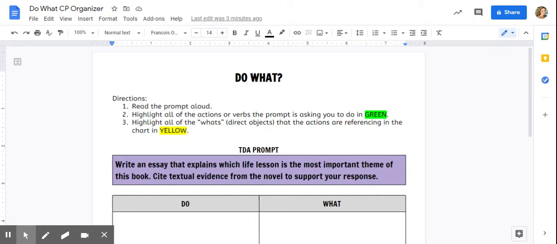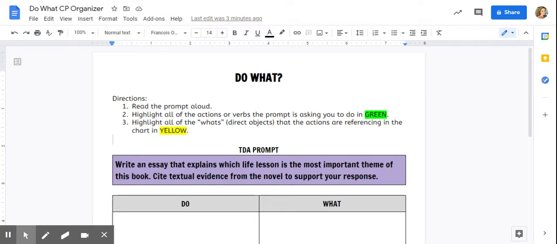We're going to read what the question is aloud. It says, write an essay that explains which life lesson is the most important theme of this book. Cite textual evidence from the novel to support your response. Okay, so we read it aloud. Perfect. There's 2 sentences, and there are different parts to this TDA. We're going to analyze that by highlighting some words in green and some words in yellow.